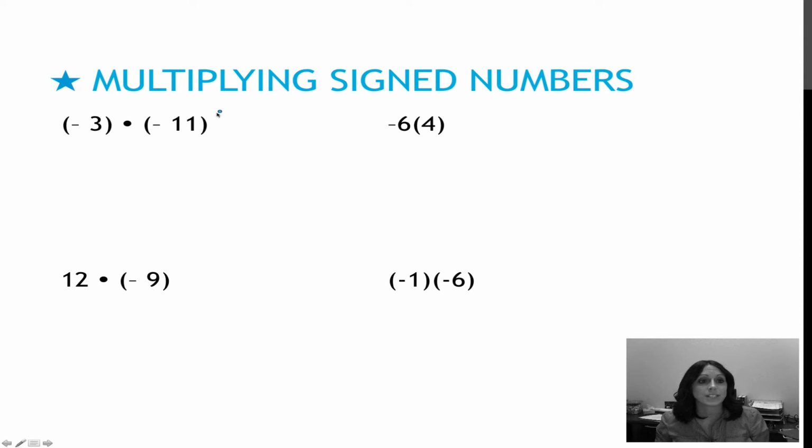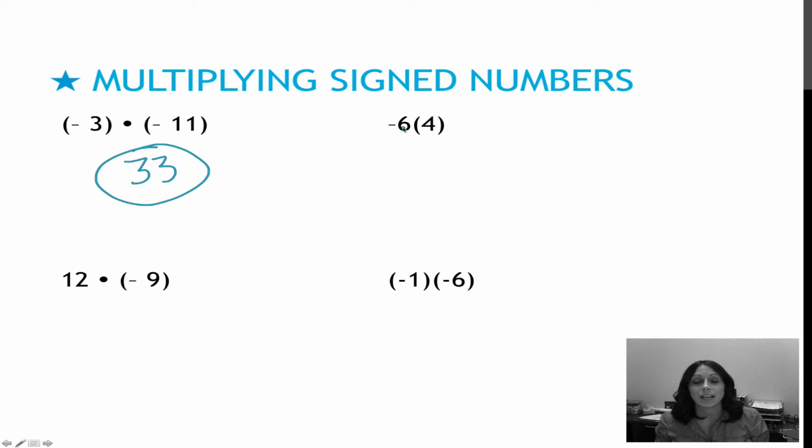The first one, negative 3 times negative 11. Again, we're just going to multiply 3 and 11 as we normally would to get 33. And then we're going to look at our negatives. So I have a negative and another negative, so two negatives. Again, those two negatives come together to make a positive. So my answer is positive 33.